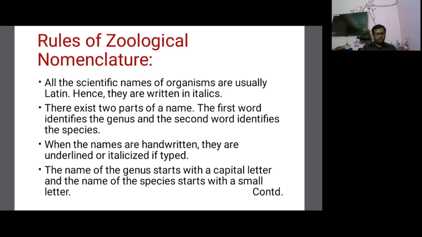The fourth point is that the name of the genus starts with a capital letter and the name of the species starts with a small letter. When you write the scientific name, in the genus name you write the first letter in capital. All the other letters of the genus are small letters. And in the species name, all the letters are small letters.